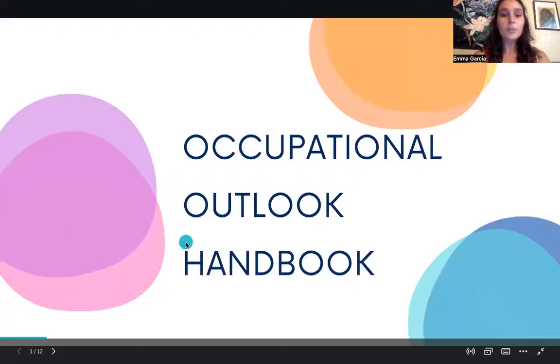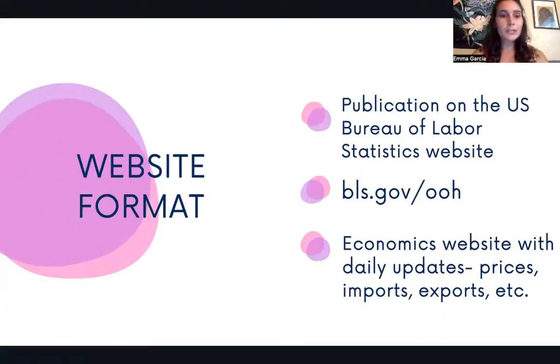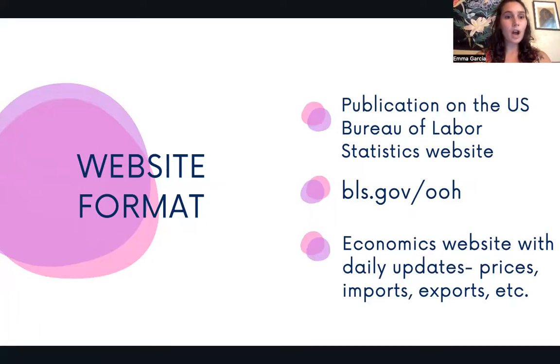Alrighty, so the Occupational Outlook Handbook. Like I said, it's on the Bureau of Labor Statistics website. This is an economics website with daily updates on things that impact people's jobs and the market itself. So this handbook is a publication by the Bureau so that people can use it to look for occupations that they might be interested in.